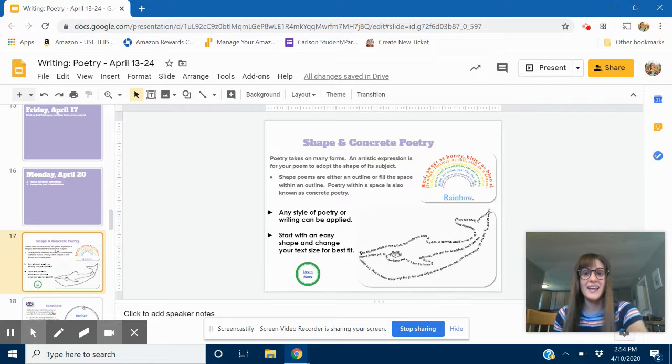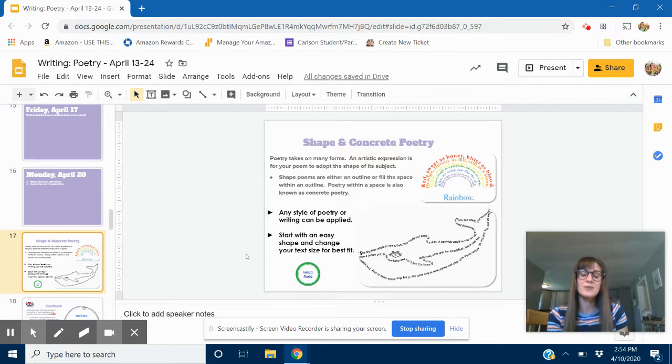This says shape and concrete poetry. Poetry takes on many forms. An artistic expression is for your poem to adopt the shape of its subject. Shape poems are either an outline or fill the space with an outline. Poetry within a space is also known as concrete poetry. Any style of poetry or writing can be applied, so you can do rhyming, you can do not rhyming poetry, anything you want. And you can start with an easy shape and change your text size for best fit.